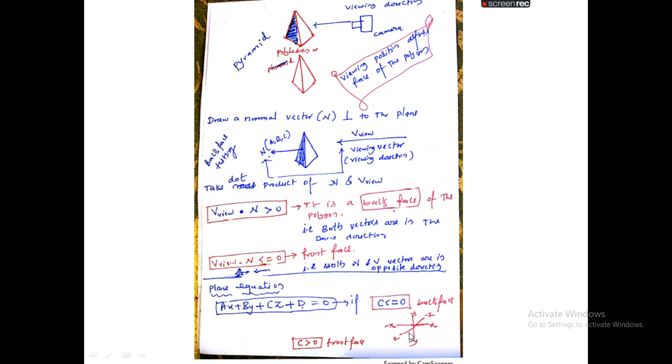Now, if the surface is at the positive z-axis, then you can tell that it is a front face of the polygon. Whichever surfaces of that object lie in the negative z-axis, you can tell that it is a back face. So with respect to the z-axis value only, you can tell whether it is a front face or a back face. If it is a positive z-axis, it is a front face. If the surface belongs to the negative z-axis, then it is a back face.